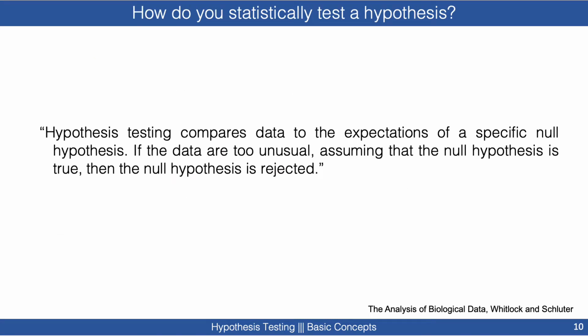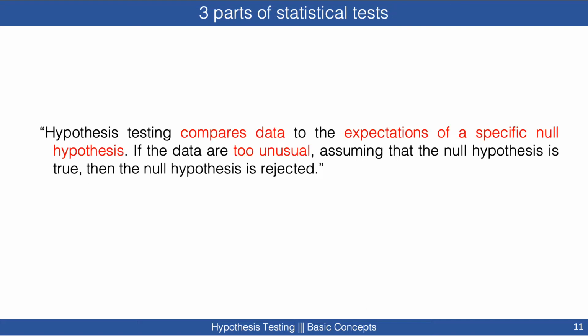The book defines hypothesis testing as a way in which you can compare the data to the expectations that you have given a null hypothesis. And whenever the data is too unusual under that hypothesis, then you reject it. So this has pretty much three different components. There is a way in which you need to compare the data, and comparing the data is done using a test statistic. And we will define what these test statistics are in a second.